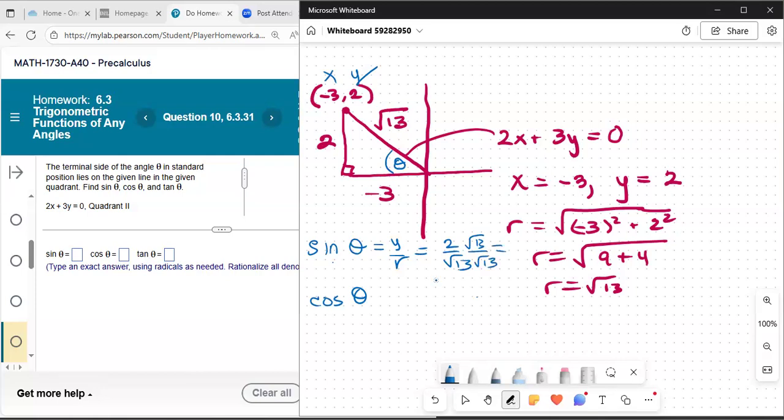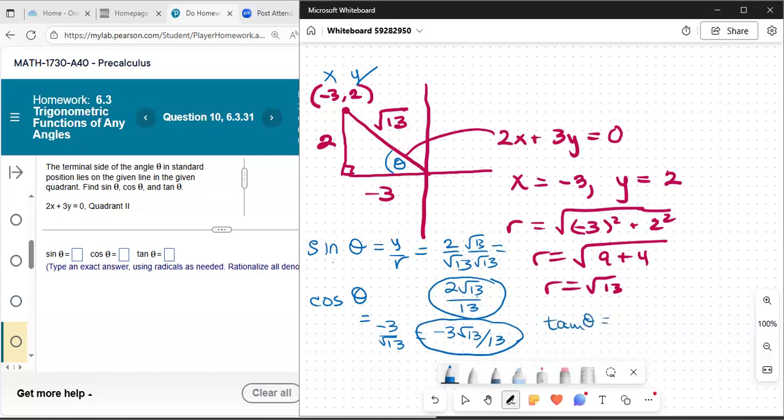So we have 2 square root of 13 over 13 for the sine. And the cosine is equal to x over r, which is -3 over square root of 13, which is -3 square root of 13 over 13. So there's my cosine. And then the tangent is y over x, which is 2 over -3. And there's our tangent.